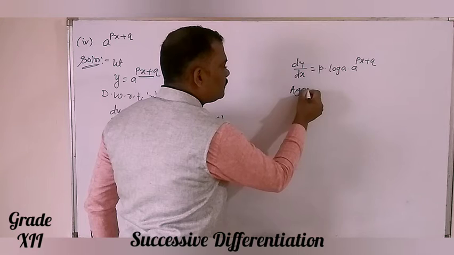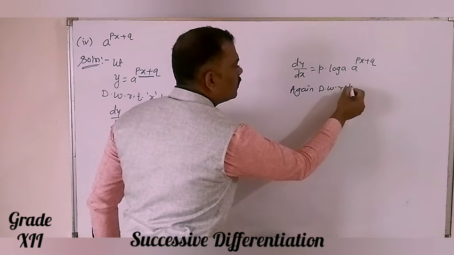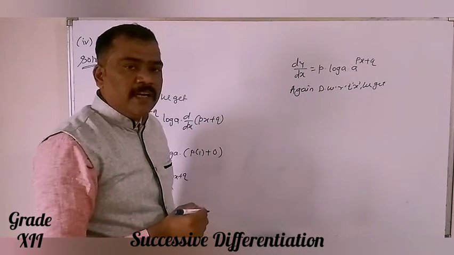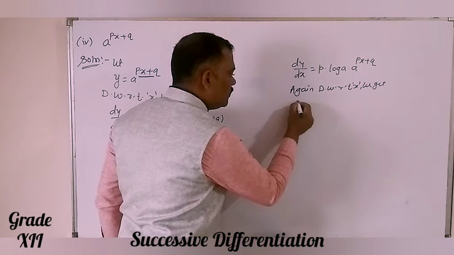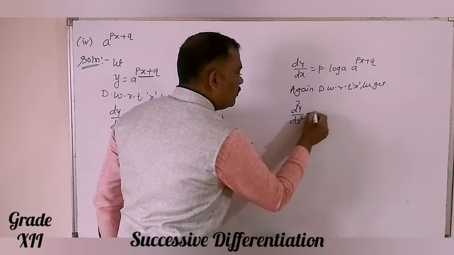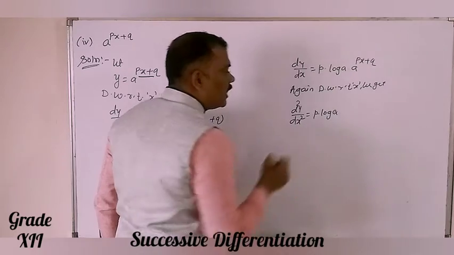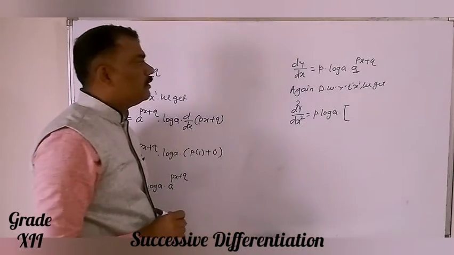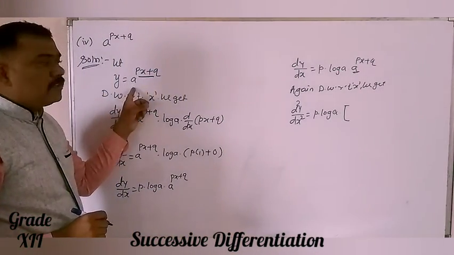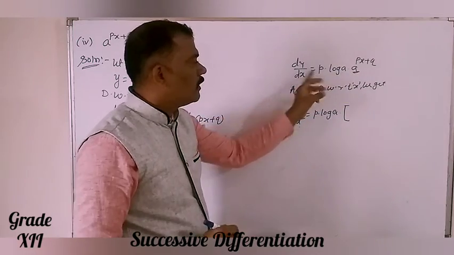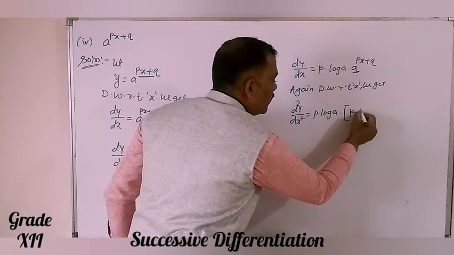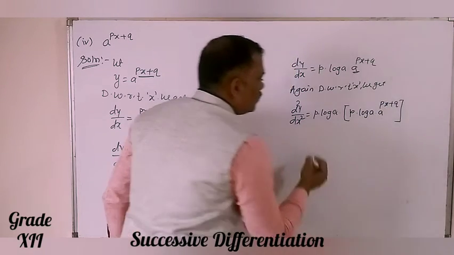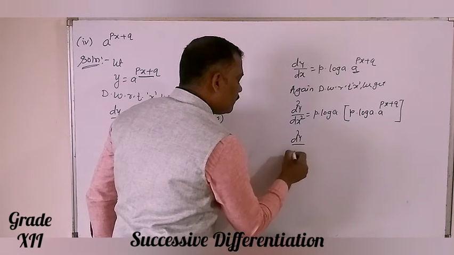Again differentiate with respect to x. We differentiate dy by dx with respect to x, so that we get the second order derivative, d2y by dx square. P into log a is a constant, so we take it outside the derivative, into the derivative of a raised to px plus q. We know that the derivative of a raised to px plus q is p into log of a into a raised to px plus q. So p into p is nothing but p square.